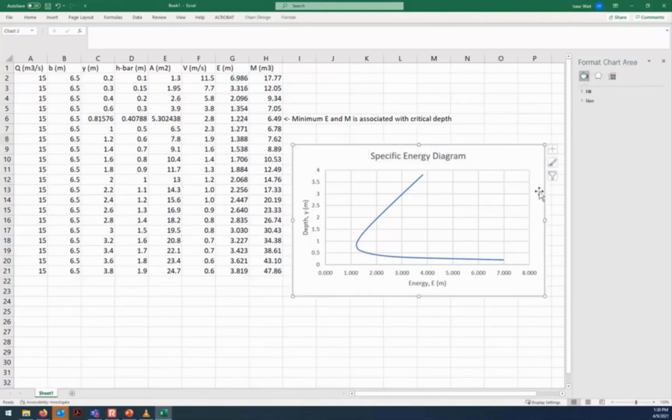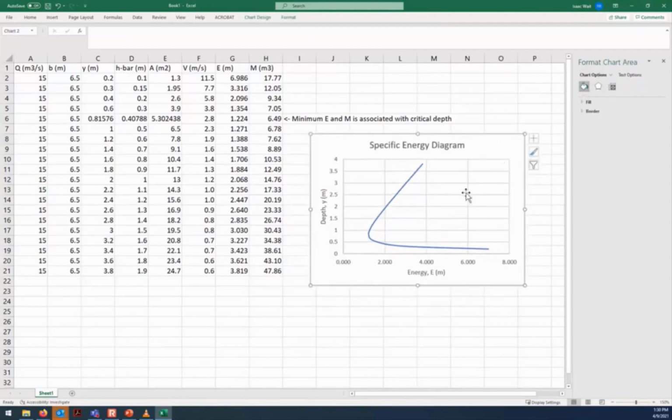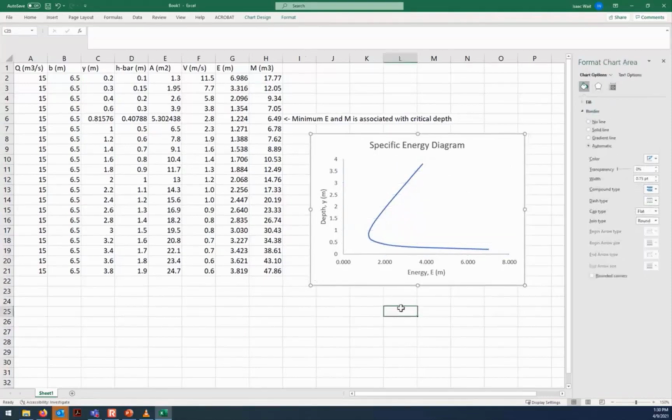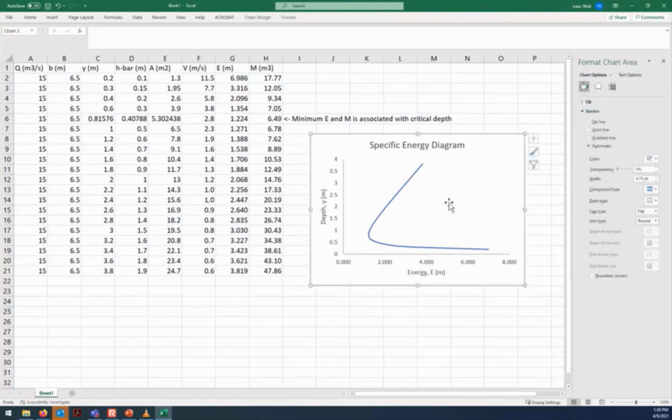And how do we use a specific energy diagram? Well, we use it for finding out what the alternate depths are. I'm going to delete these lines because they don't add a lot in this particular case. All right, and I've got that how I like it, and I'm just going to copy it and then make some adjustments to what is the input data for the momentum depth diagram.